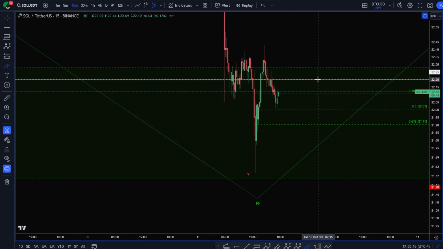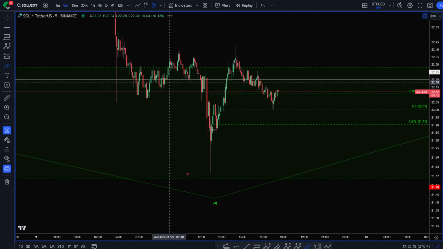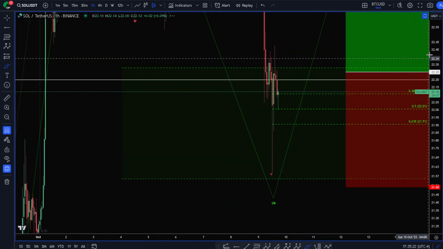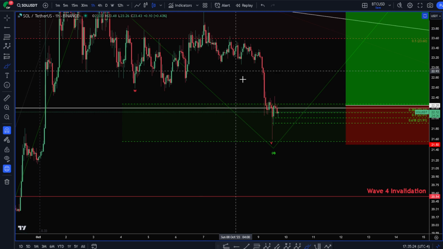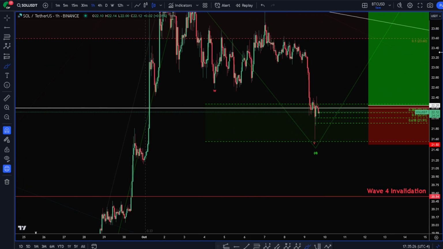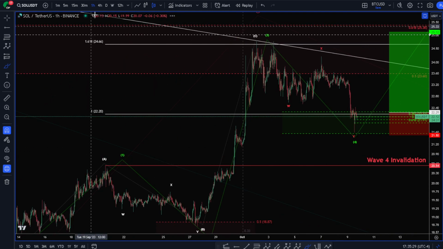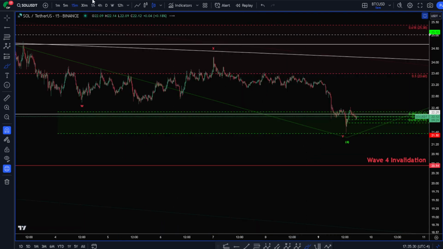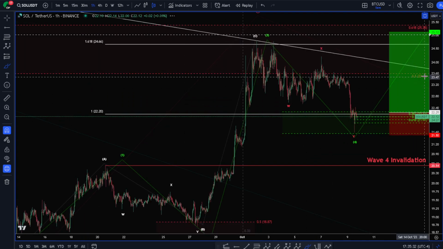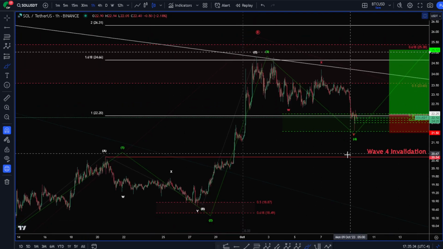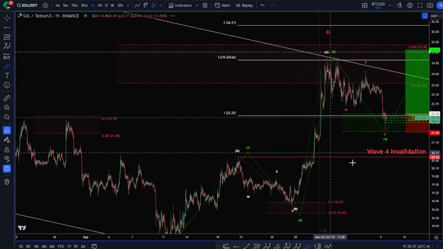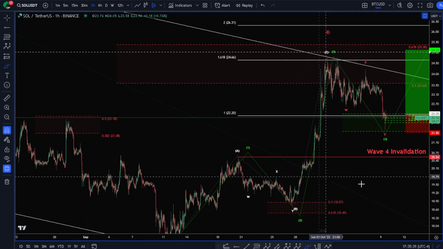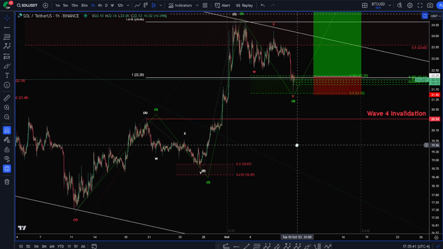So that's what I'm looking at, guys. Looking for this to start an impulse to the upside for our fifth wave. And if we fail, I have my hedge short here with the stop at break even. So it looks good so far. Let's see if we end up getting this fifth wave, which I really hope we get. We've been wanting this Solana impulse for a while.